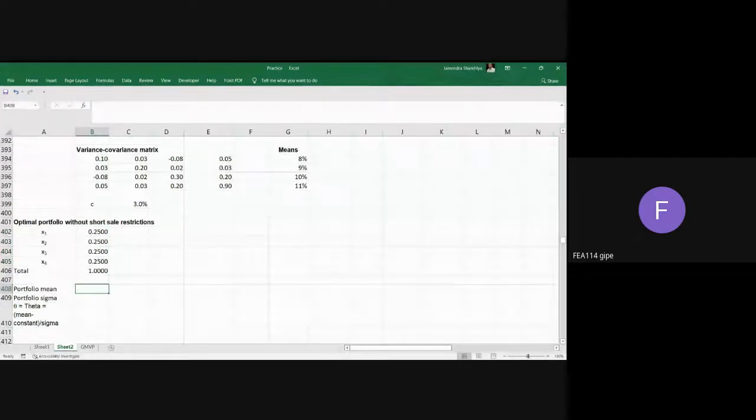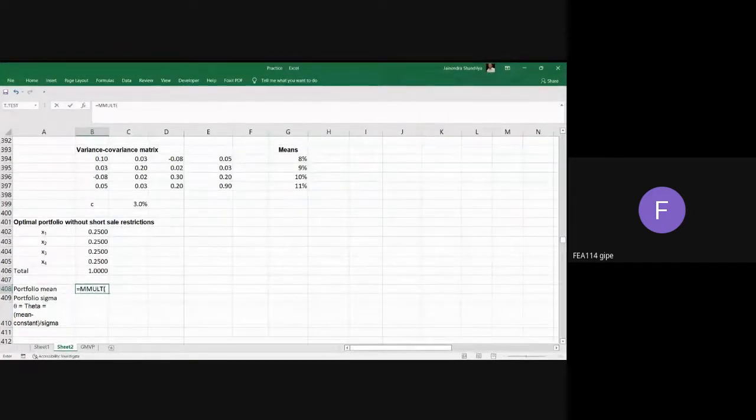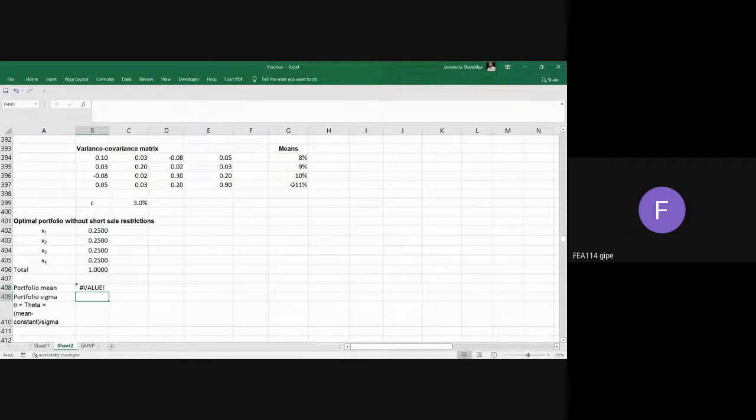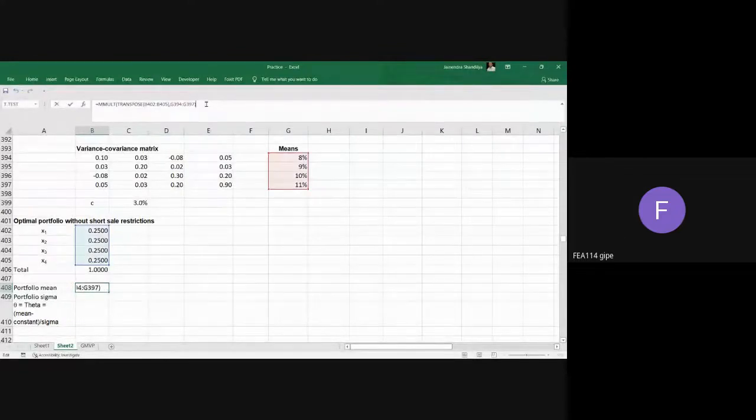If you have to calculate the portfolio mean out of this, what you do is matrix multiplication. Because you have this as a column matrix and this as a column matrix, you have to use the transpose of this. So transpose and this, then mean of this. We got a portfolio mean of 9.5%.